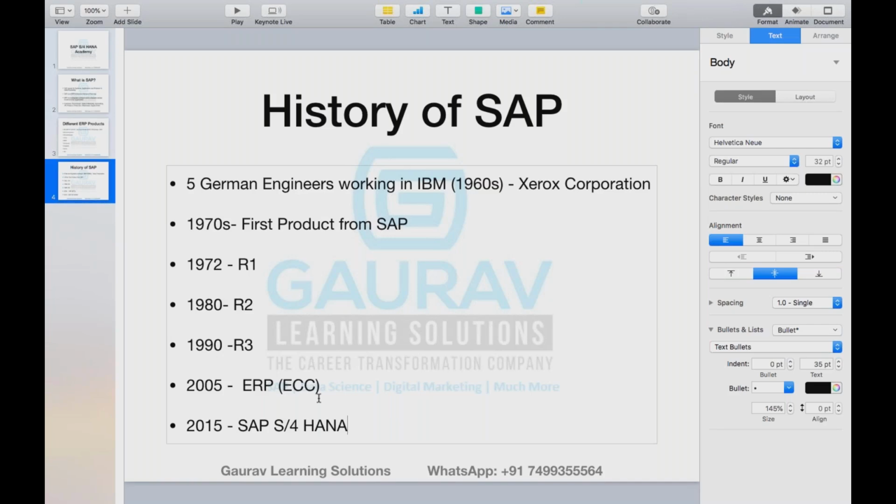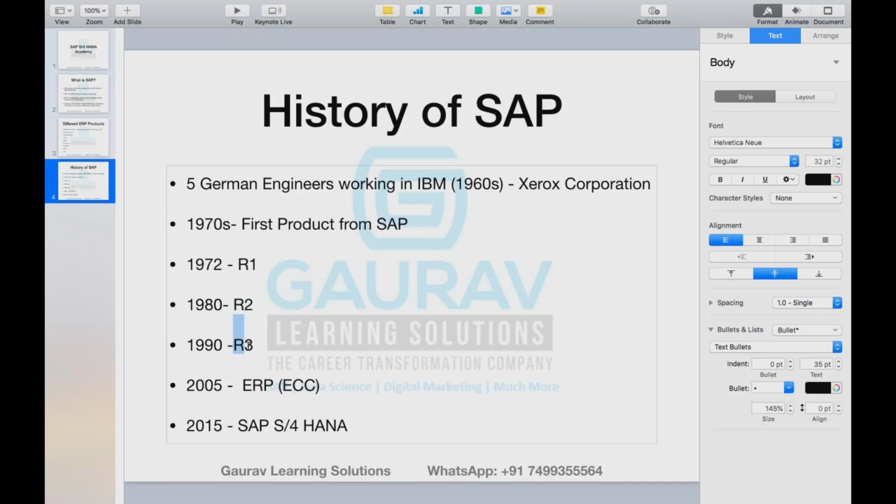Okay, so finally in 2015, SAP came up with SAP S/4HANA. We don't need to go into the details of R1 or R2. What we will do is quickly see R3, because this is still being used in the industry. Nowhere will you find that they are still using R2. Maybe hardly 1 or 2% of the customers will be using R2.